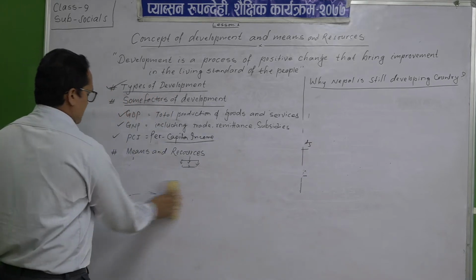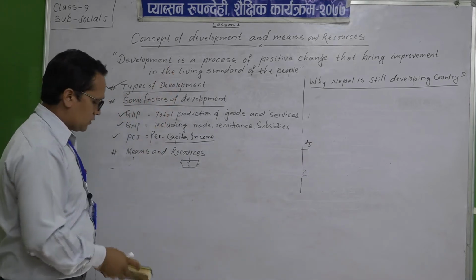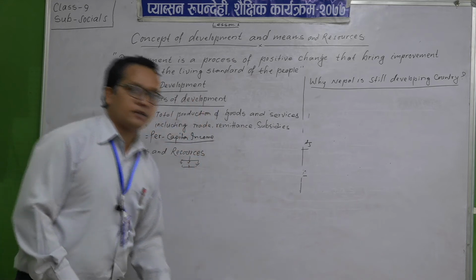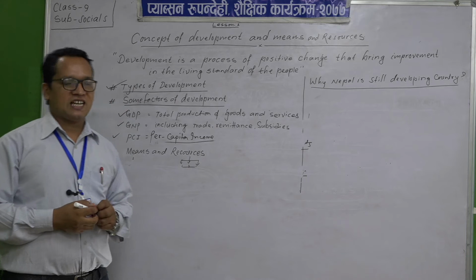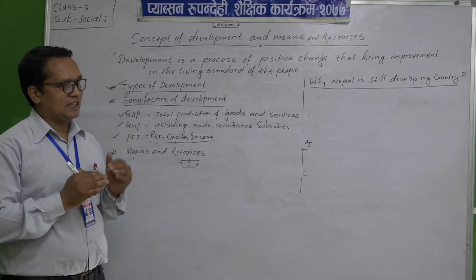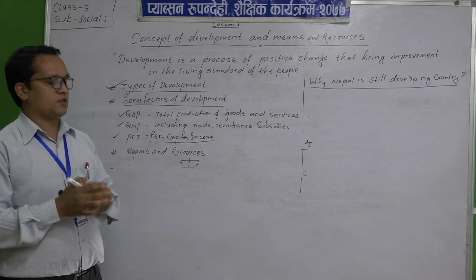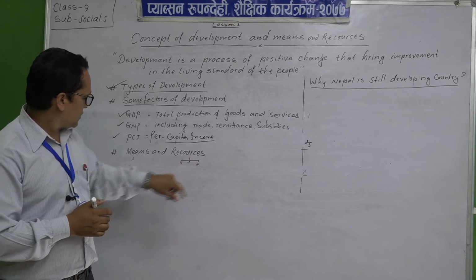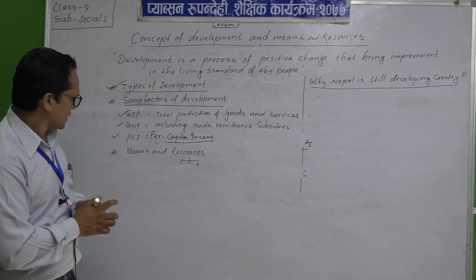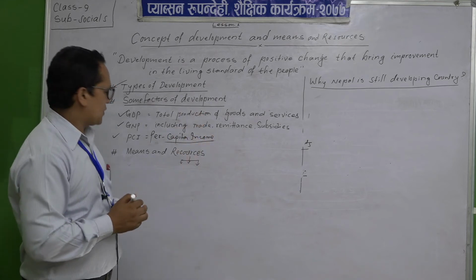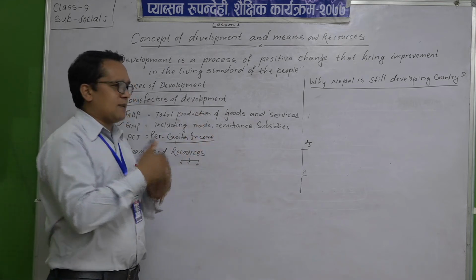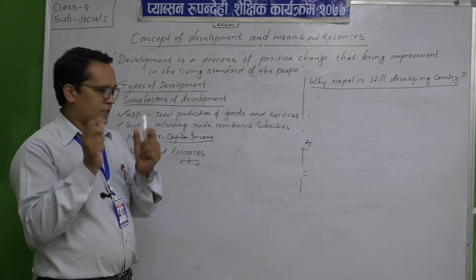Now we understood the concept of development and factors of development. Now means and resources. Resources are divided into 3 groups or subgroups. Before writing the types of resources, I would like to give one small example.